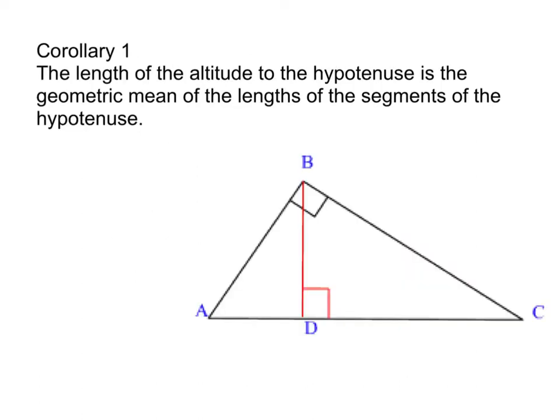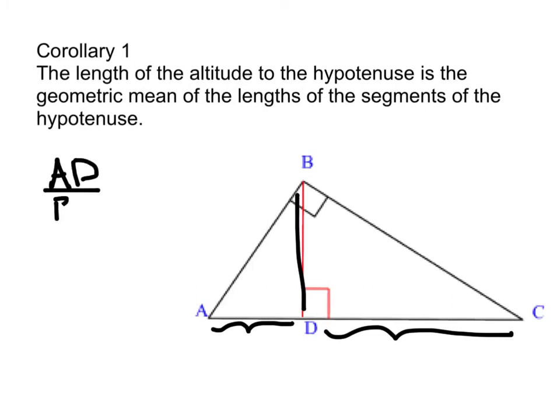We have two corollaries that go along with this right triangle similarity. The first one says the length of the altitude to the hypotenuse is the geometric mean of the lengths of the segments of the hypotenuse. So what this is saying is that AD, this chunk of the hypotenuse, and the height is going to be in the same relationship as the height to the other length of hypotenuse. So our geometric mean would be AD over BD is equal to BD over DC.